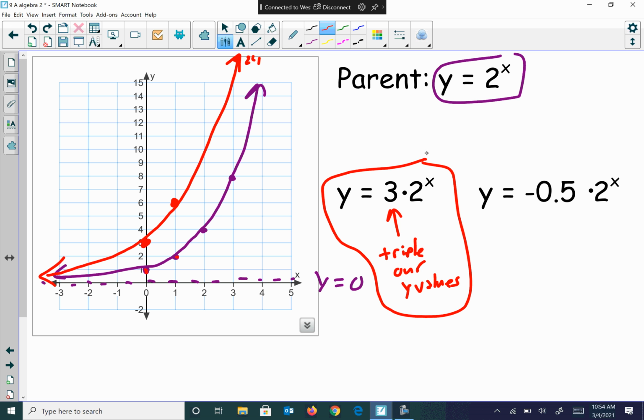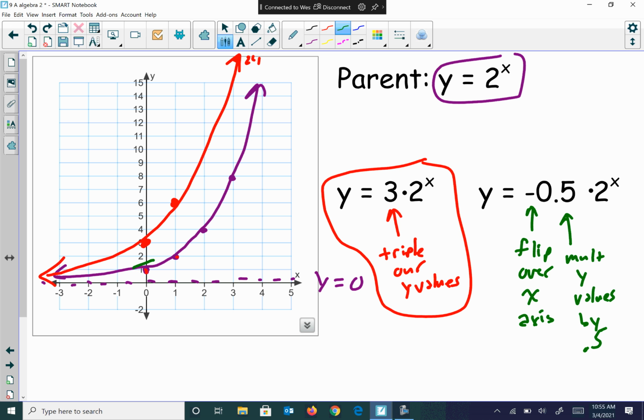Okay, so I'm just looking at the graph itself and going from there. Okay, this negative means flip over the x-axis, and multiply the y values by half, or by 0.5.